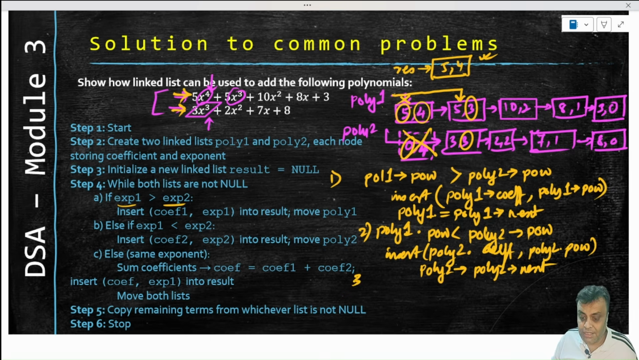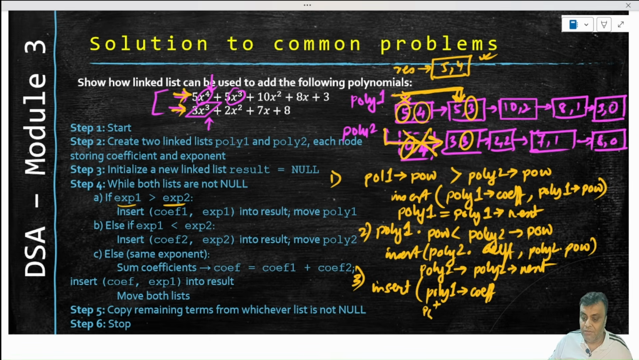And the third condition is when we are right now here, when both the powers are matching. If both the powers are matching, then all we need to do is insert what? The coefficient of polynomial 1, we will need to add it with the coefficient of polynomial 2. And the value of degree we will give as any one of them, polynomial 1 arrow power. That's it.